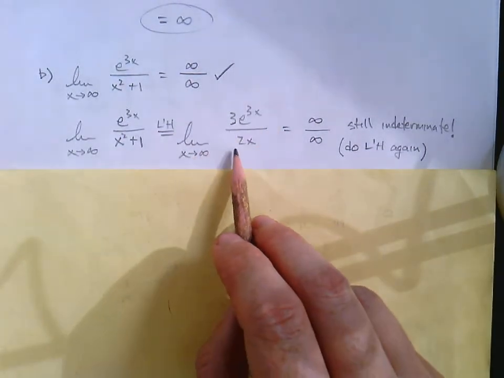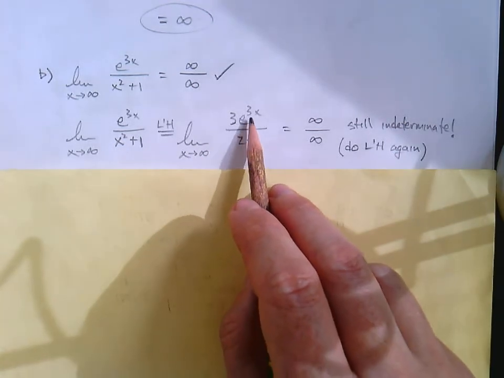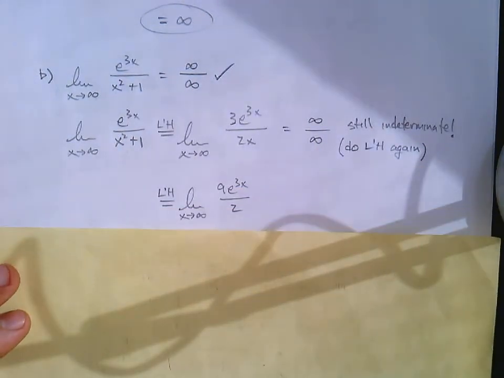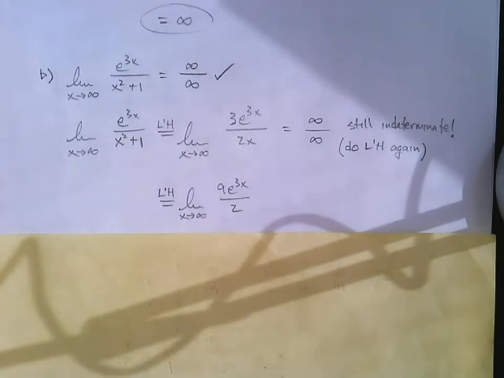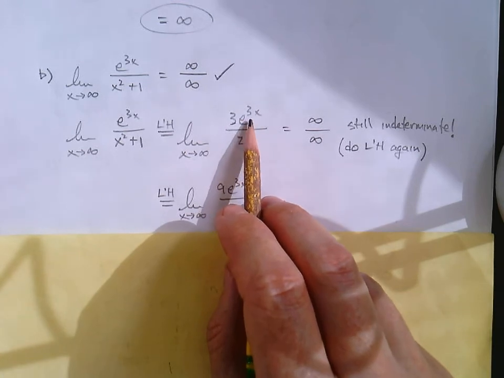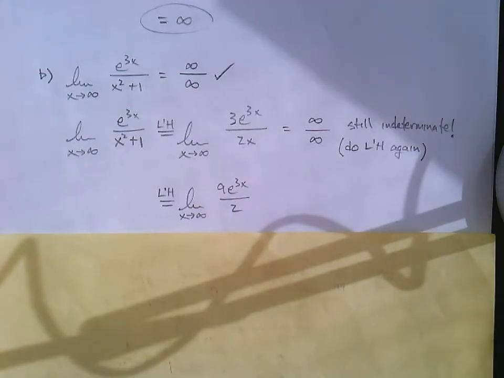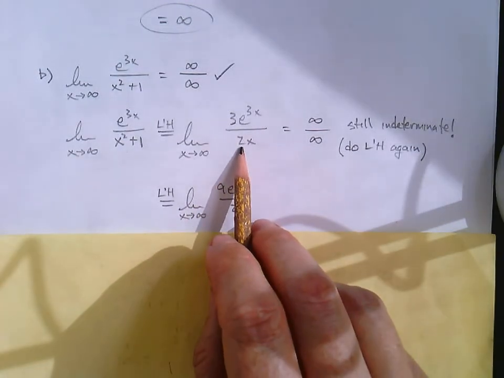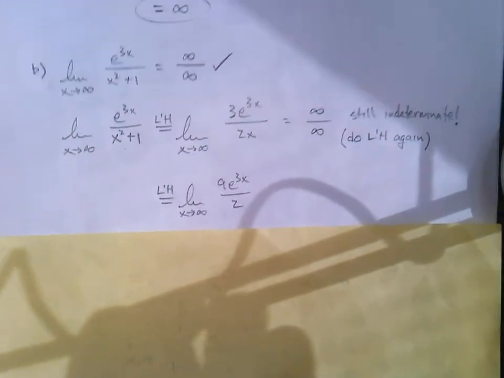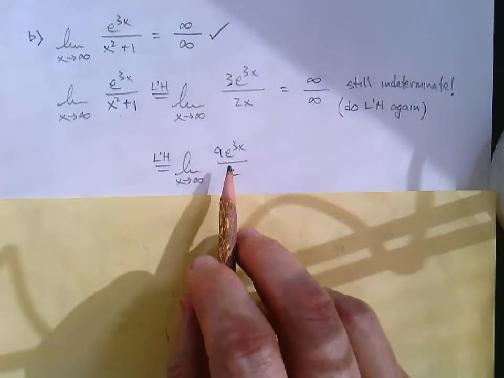Okay, it's like a brand new problem. We're going to say, all right, we're trying to take the limit as x approaches infinity for 3e to the 3x over 2x. It's indeterminate. That means we're going to perform L'Hopital a second time. No problem. Let's take another set of derivatives. 3e to the 3x. Well, with the chain rule, we'd multiply by a 3 again and end up with 9e to the 3x. Derivative of 2x is simply 2. And there we are. There's nothing really to simplify here.